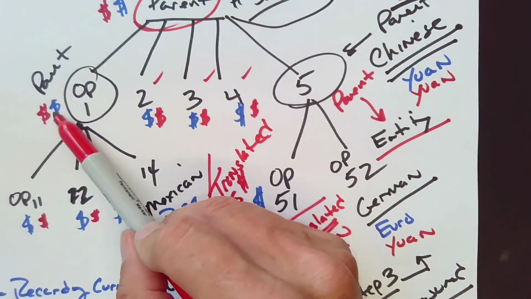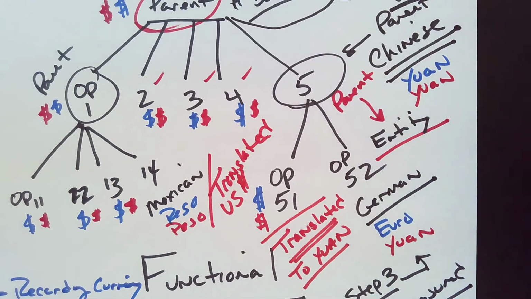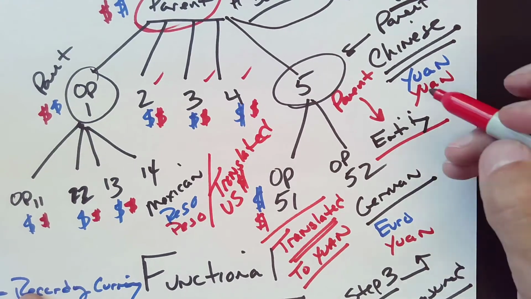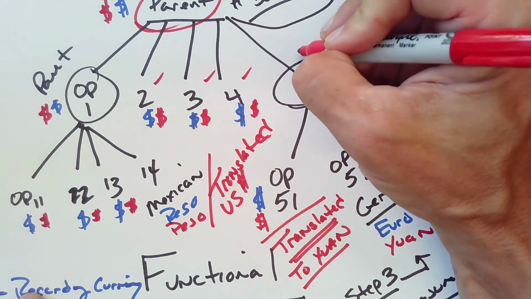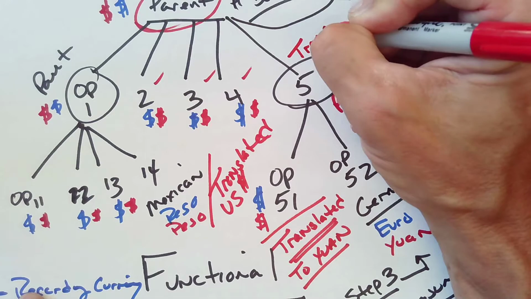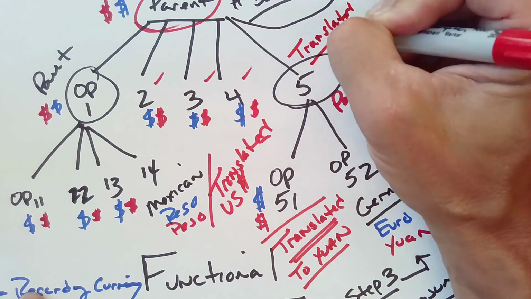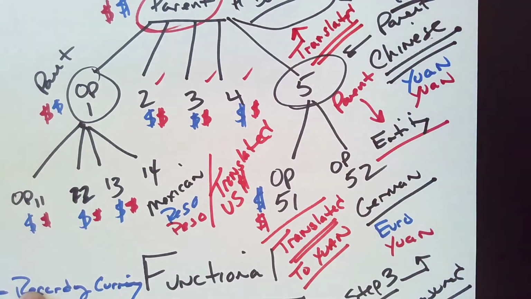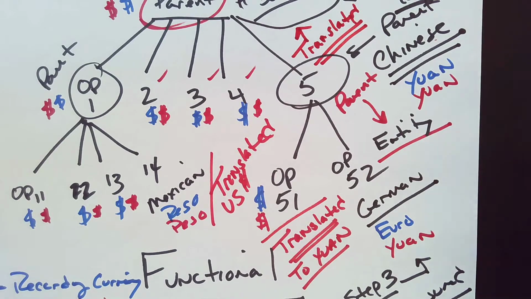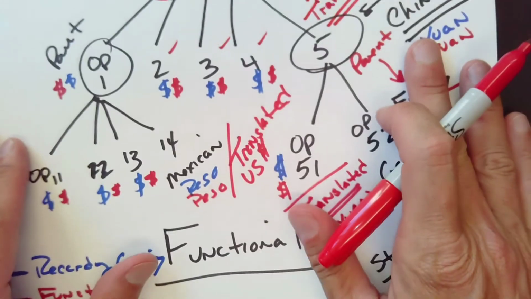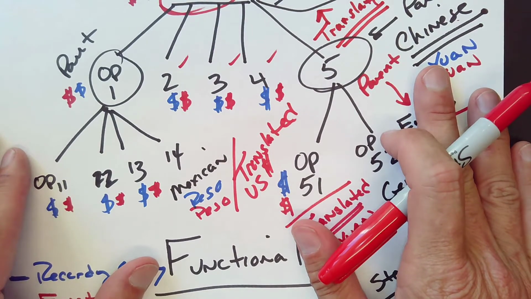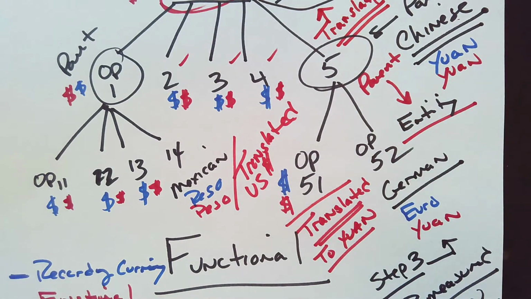Then we've got US dollars, US dollars. We have to do a translation here into the US dollar, right? So this one has to be translated into the US dollar. Can you see what a mess this is? This can get very tricky.